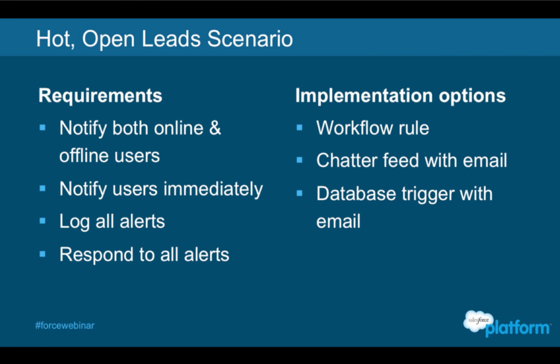We're going to say we have a hot open lead scenario. One of the things we want to do is make sure we're notifying salespeople, whether they're online or offline. We want to be able to get notifications to those users as quickly as possible. And we also want to be able to track these alerts. We want some kind of a record that this alert was sent, so if somebody says that they didn't get that email, we can follow up on that.